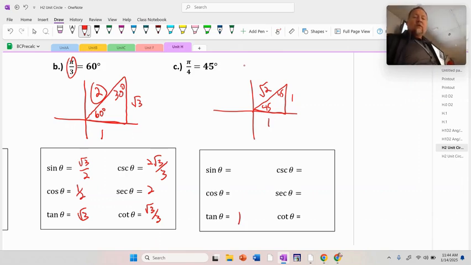Through reduction, you would still get 1 over root 2 for sine, which is root 2 over 2. And then this is root 2 over 2. And then flip this, not the root 2 over 2. Come on.